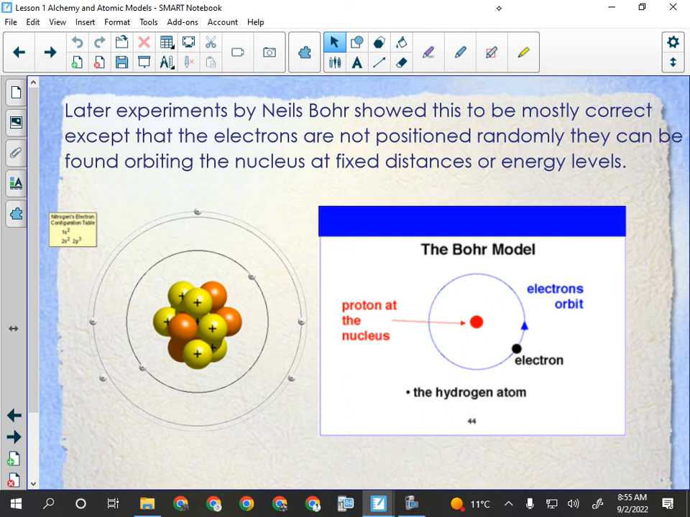Bohr's model couldn't explain that, because his model said, these electrons belong here, and they stay here, and they just go around and around, and they're happy. Except that's not really what they do.